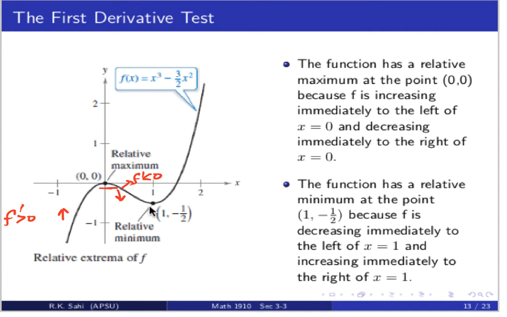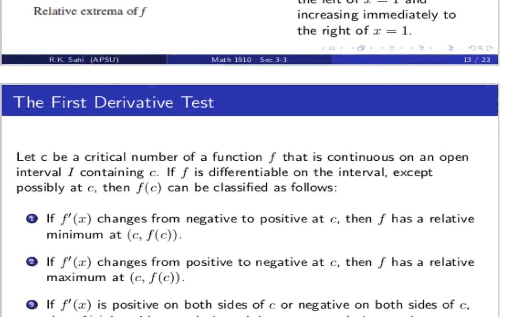Okay, now when you have a relative minima, what do you notice? That the function is first decreasing and then it increases. So the point of relative minima shows the function to decrease first and then increase, whereas the point of maxima shows that the function is first going to increase and then decrease. So that's the idea for the first derivative test. Okay, so let's talk about the first derivative test.